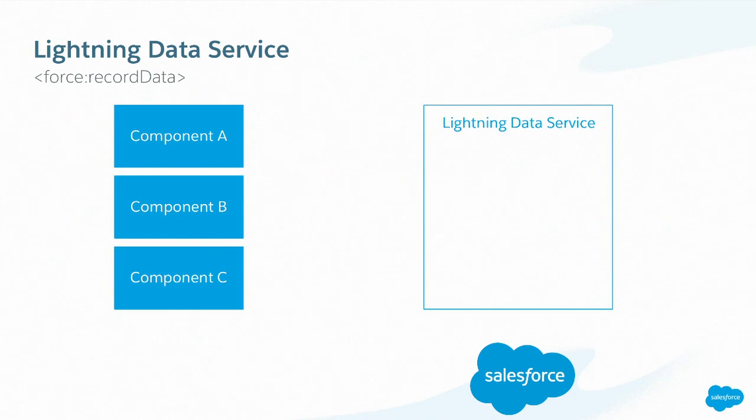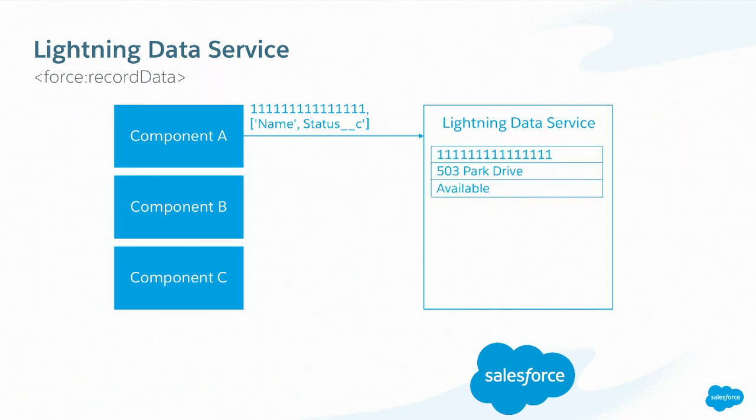So you have different components on the page here. The first one is going to say, hey, I need record 111, and these are the fields that I need, name and status. At that point, the Lightning Data Service doesn't have that record in its cache, so it's going to go to the server and bring back exactly what you wanted. The second component is going to say, I need the same thing. I also need name and status. At that point, the Lightning Data Service is going to say, great, I have that thing in my cache. There you go. No round trip involved.